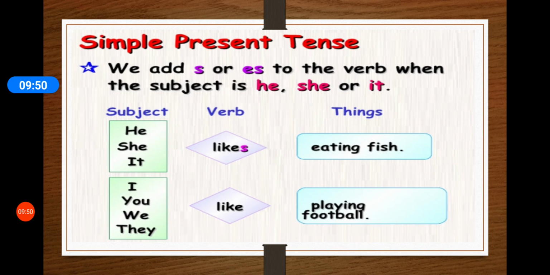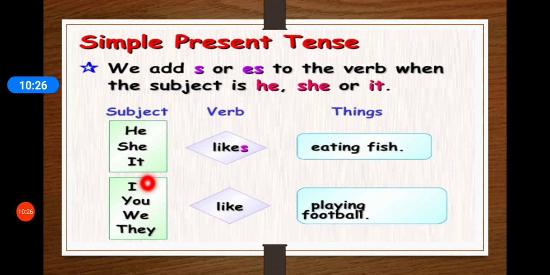Now, when do we add S or ES? Children, we add S or ES to the verb when the subject is a singular noun or he, she or it. Like he likes eating fish. We have added S. She likes eating fish. It likes eating fish. Right?